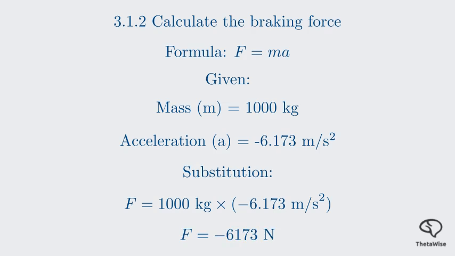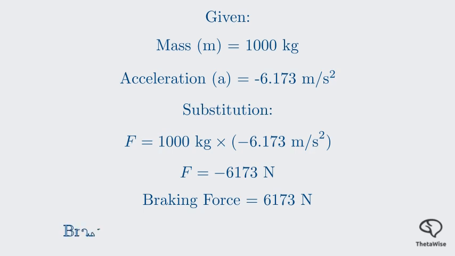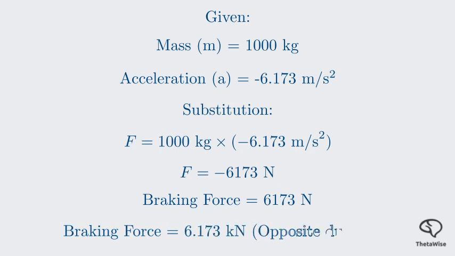It's also standard practice in physics to present answers in a more compact form using prefixes like kilo. The braking force is therefore 6,173 newtons. We can convert this to kilonewtons by dividing by 1,000, which gives us 6.173 kilonewtons. We then specify the direction by saying the force is opposite to the motion.